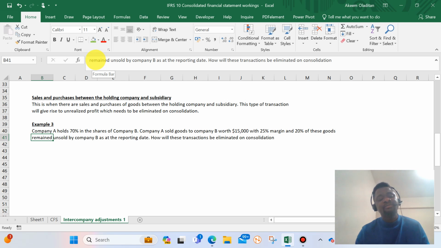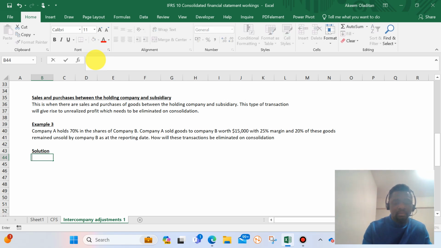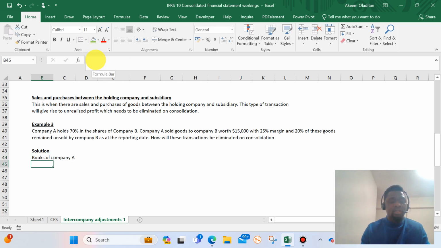So let's look at where the unrealized profit might be coming from. Let's try to post what transactions Company A and Company B will have posted in their books. Company A, for instance, is the most important part that we need to look at. So, solution, books of Company A. In the books of Company A, it will have said, okay, I'm selling these goods to you. Let's assume the goods are sold on credit.